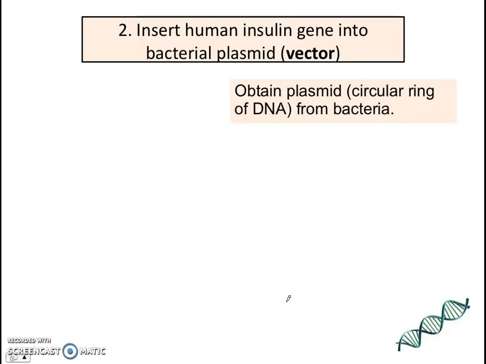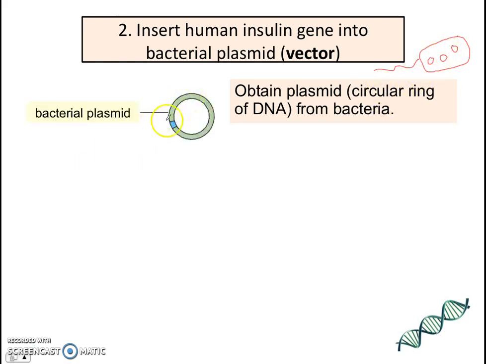Alright, so step 2 was to insert the human insulin gene into a vector. And in this case, our vector is a bacterial plasmid. So what is a plasmid? Well, a plasmid is simply a circular ring of DNA that is found in bacteria. Bacteria do not have a nucleus. However, they have some circular rings of DNA called plasmids. So we are going to make use of this as our vector. So here's a bacterial plasmid. It looks something like this, a circular ring of DNA.